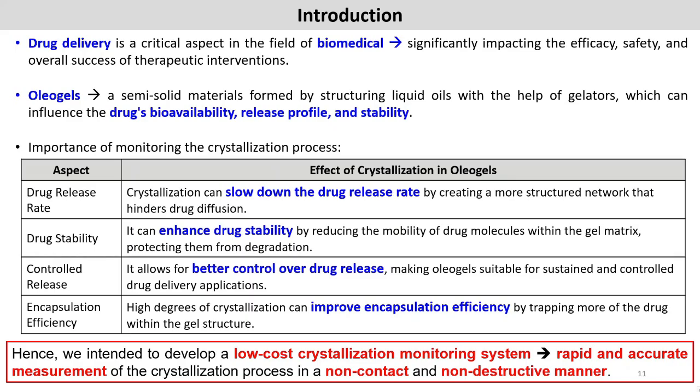Now what we are doing at NIT Rourkela, in the first study that I will be discussing, is the development of a low cost crystallization monitoring system. Herein we have developed a system which can analyze the crystallization of the fat molecules in oleogels. So what are oleogels? Oleogels are basically semi-solid materials that are used for structuring of oils, and they have been commonly used in the biomedical or the pharmaceutical industry as drug delivery vehicles. If you look at drug delivery systems, they form a critical aspect in the biomedical industry. It significantly impacts the efficacy, safety, and overall success of therapeutic interventions.